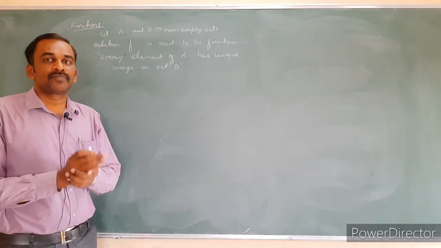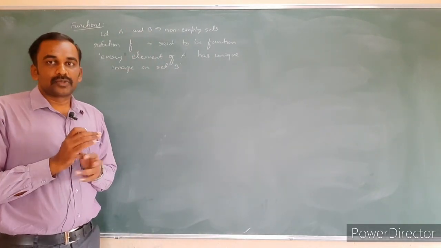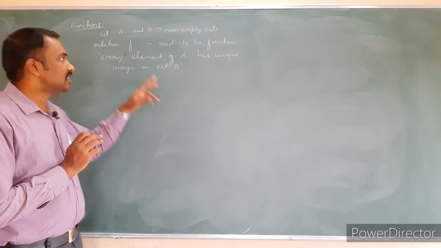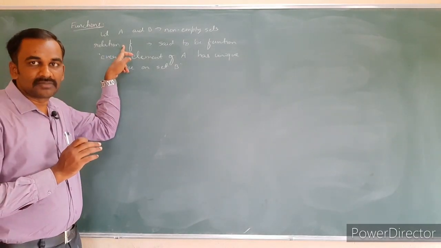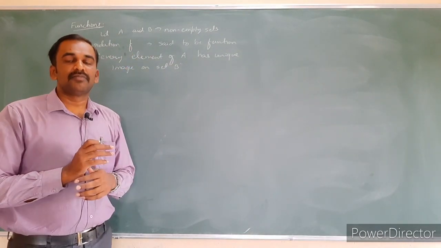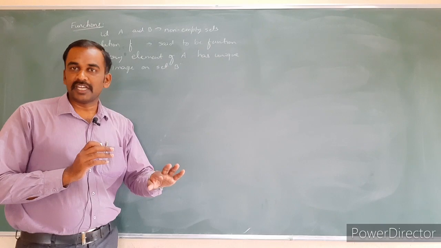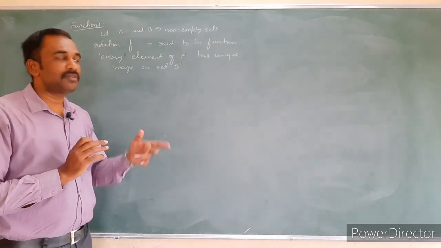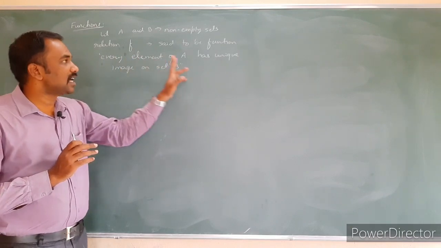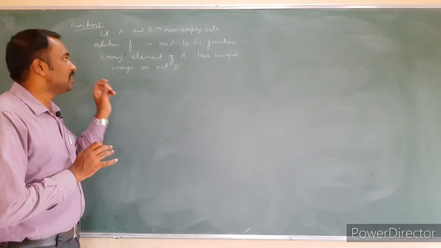What is a function? A and B are two non-empty sets. On those two non-empty sets, a relation is defined. What is the relation? F is nothing but a subset of the Cartesian product. That relation becomes a function. First of all, it should be a relation, then it becomes a function, whenever every element of the set A has a unique image on the set B.